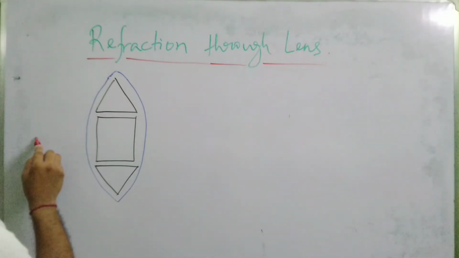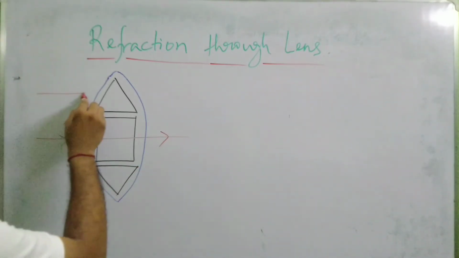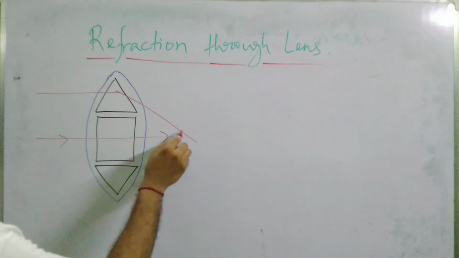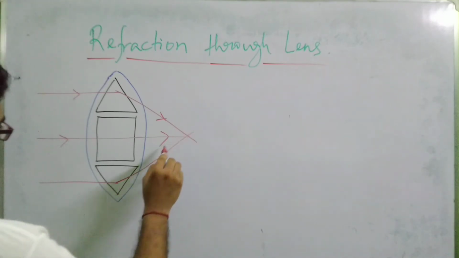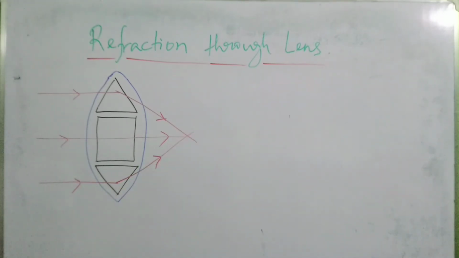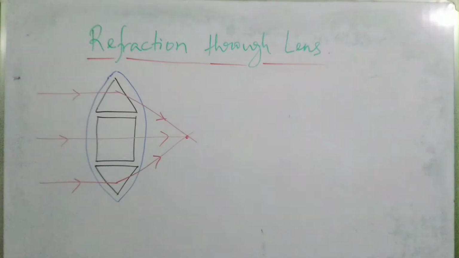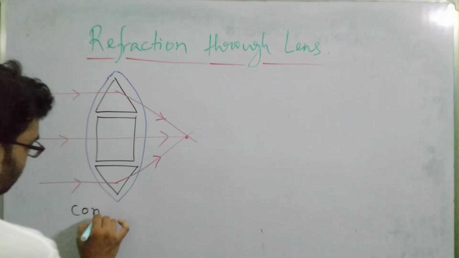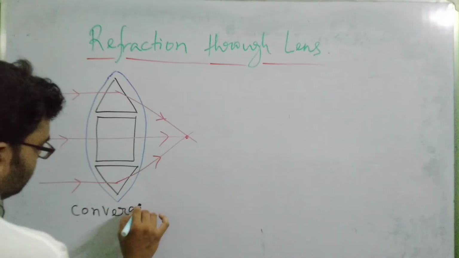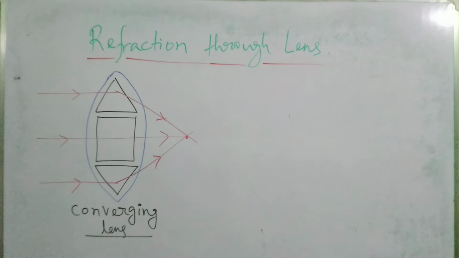Now see the middle portion: the light ray just falls and passes through. The upper light ray, as it is a prism, will be refracted towards the base, and this part will be refracted like this. So a convex lens basically converges the light beam to a point. Hence you can regard the convex lens as a converging lens. Converging lens. Okay, so concave lens is also called converging lens, isn't it?